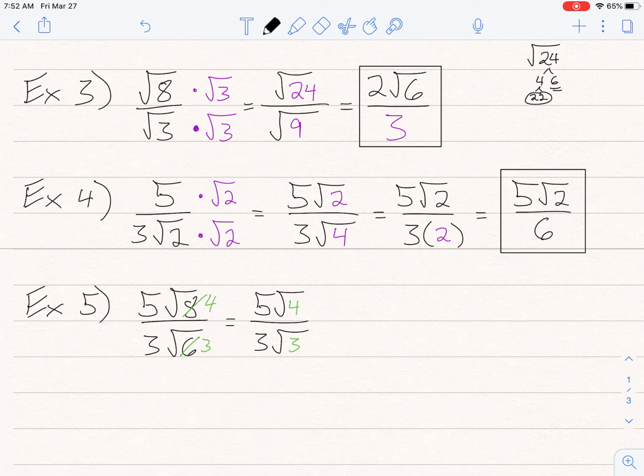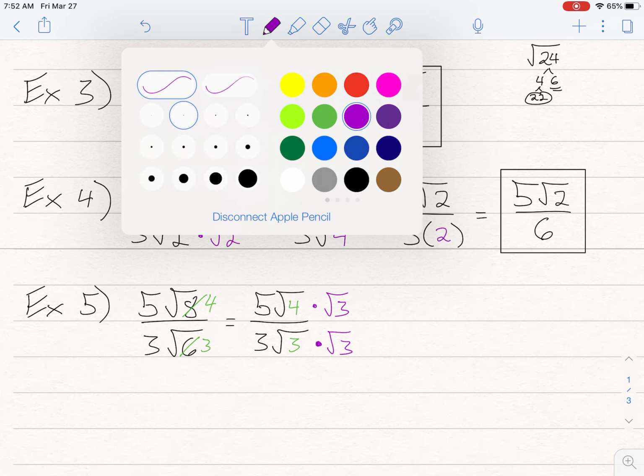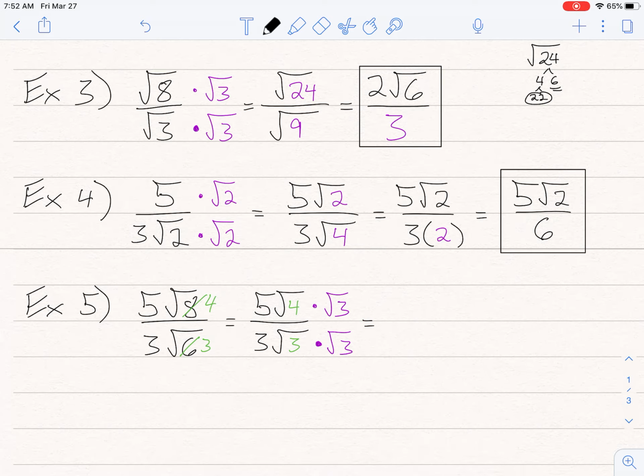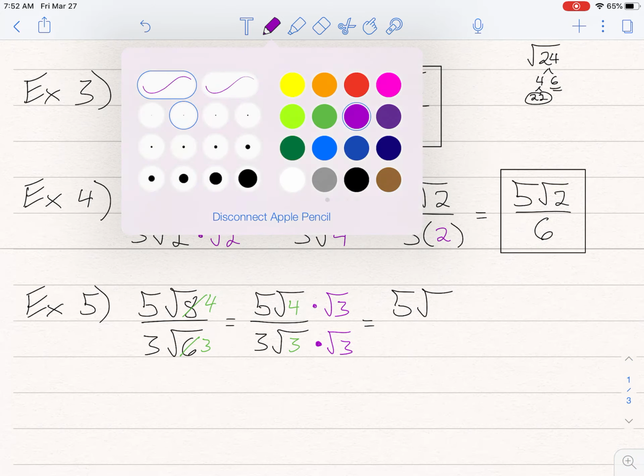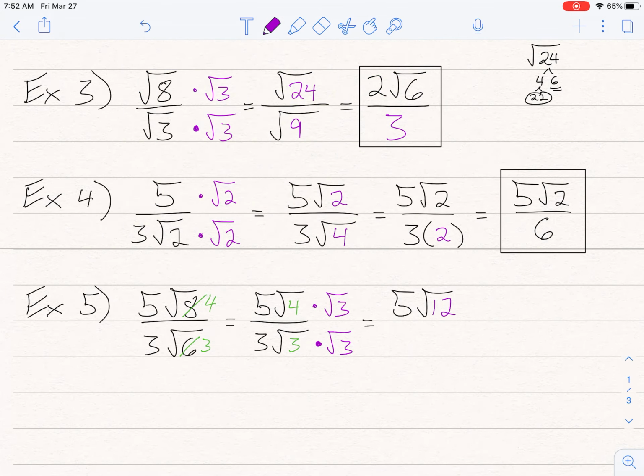Now, some of you might simplify the square root of 4 right away to be 2 and turn that numerator to 10. That's totally fine. I'm just going to keep going with getting rid of this radical in the denominator. So multiply this by the square root of 3. Multiply by the square root of 3. And I'm only going to multiply by just the square root of 3, not 3 square root of 3, because I'm only trying to cancel out that radical. So we get 5 square root of 12 here, and then over 3 times the square root of 9.